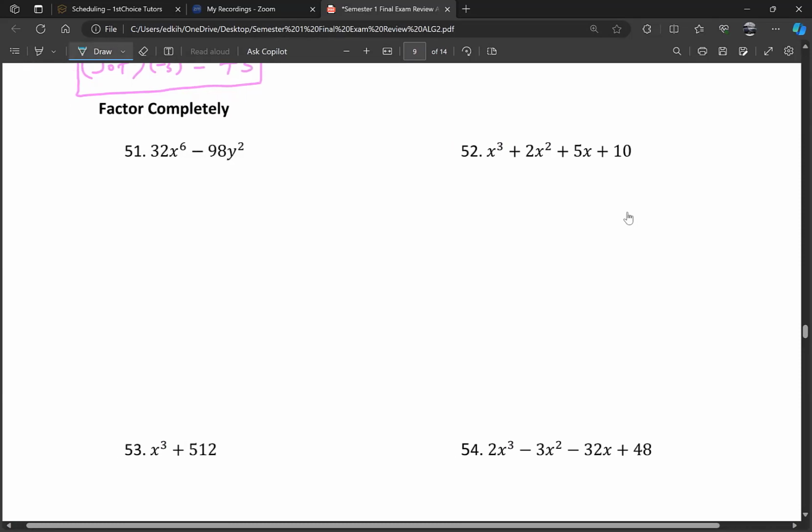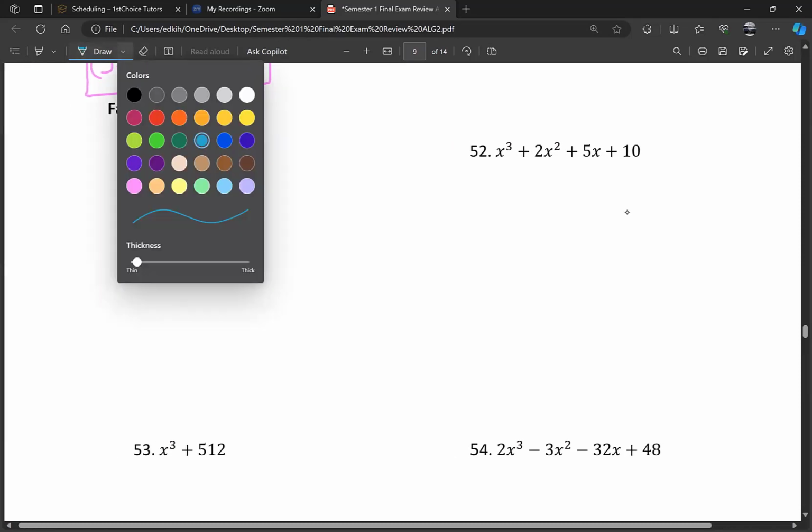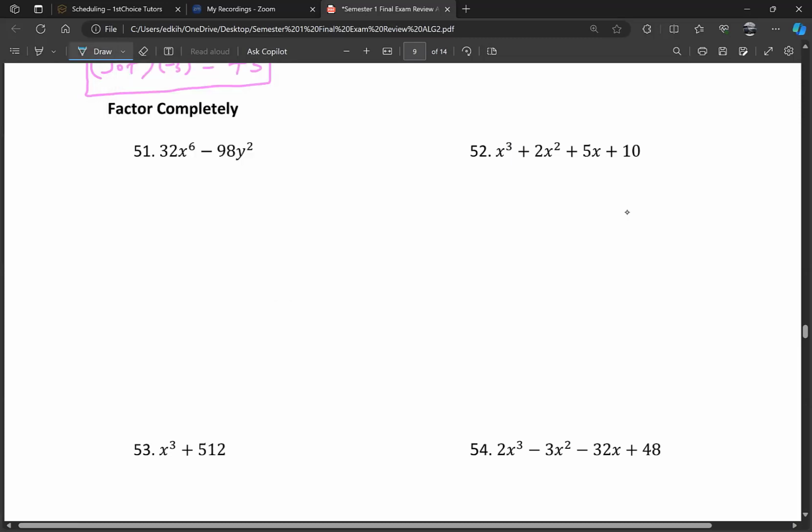So many methods of factoring, but folks, I know you're tired of hearing me say this, but the first and most important and the most basic form of factoring is looking for GCF. When I look at these two numbers, I can determine that they have a greatest common factor. What goes into both of these? A 2. 2 is a GCF, so I can take out a 2, which leaves us with a 16x to the 6th minus 49y to the 2nd.